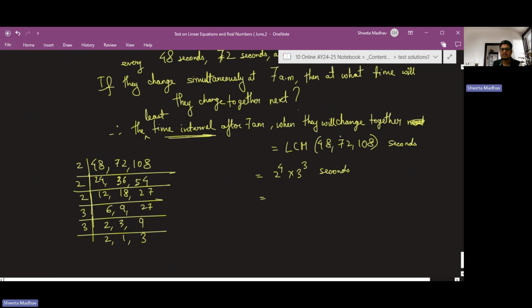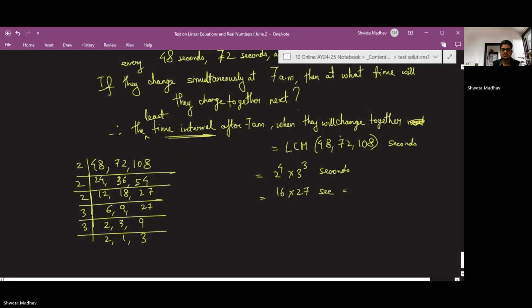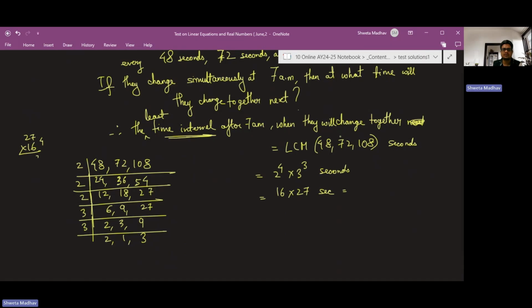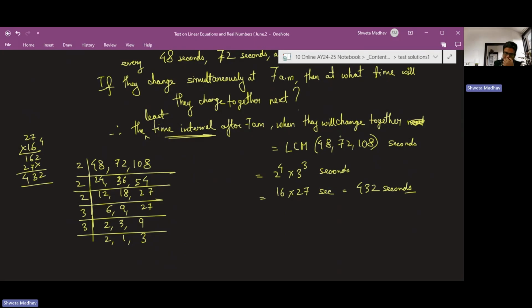So this will be 16 into 27 seconds. Now 27 into 16 we have to do. So that gives 432. So this will be 432 seconds. So after 432 seconds after 7 a.m., they will change together.